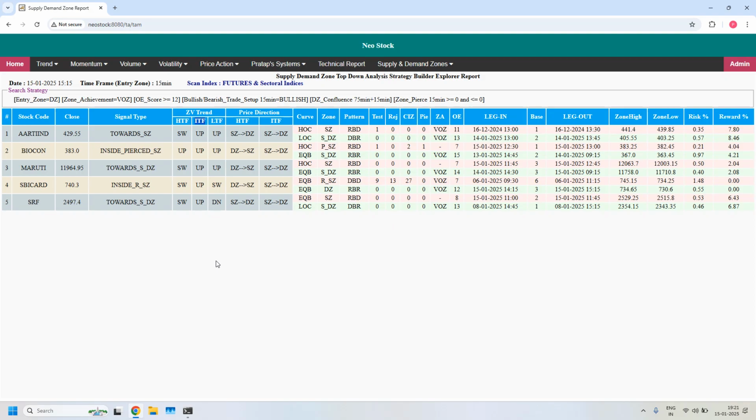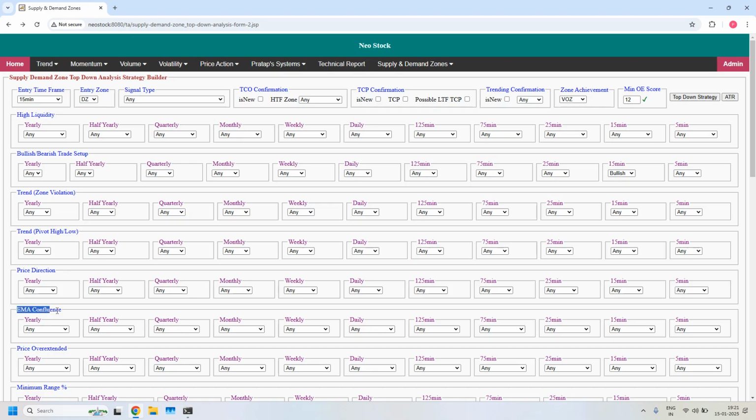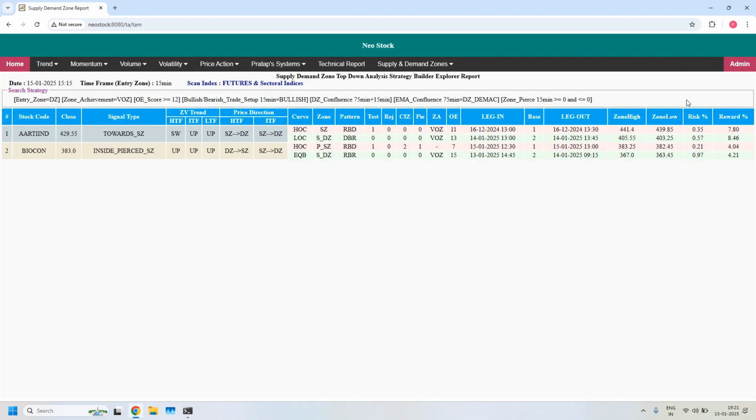If any of these stocks have a daily EMA confluence, they are even more high probability trade setup. 75 minute demand zone with daily EMA confluence. Let us verify. In the EMA confluence at 75 minutes time frame. Why 75 minutes? Because the 15 minute demand zone is part of the 75 minute demand zone. That's why we are looking for 75 minute demand zone having daily EMA confluence. 2 stocks are filtered. These 2 are even more high probability trade setup supported demand zones.